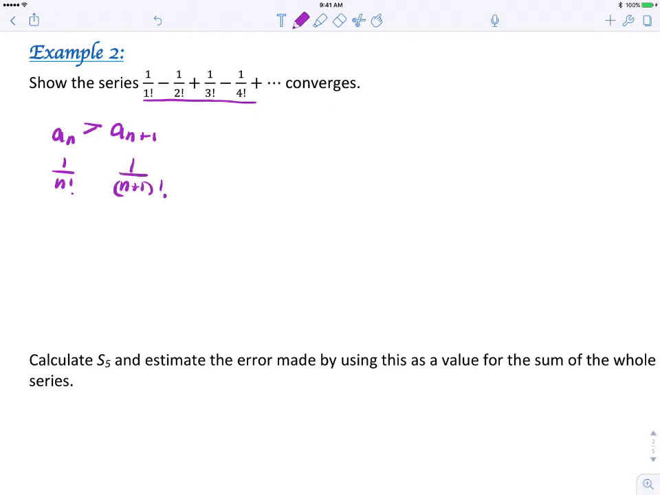and to get from the nth to the n plus first term, we multiply the denominator by something bigger than 1. So the fraction is going to get smaller. So that's going the way we want it to. And then we want to look at the limit as n goes to infinity of the nth term, 1 over n factorial. And in fact, as n goes to infinity, 1 over n factorial is going to 0. So this series converges.